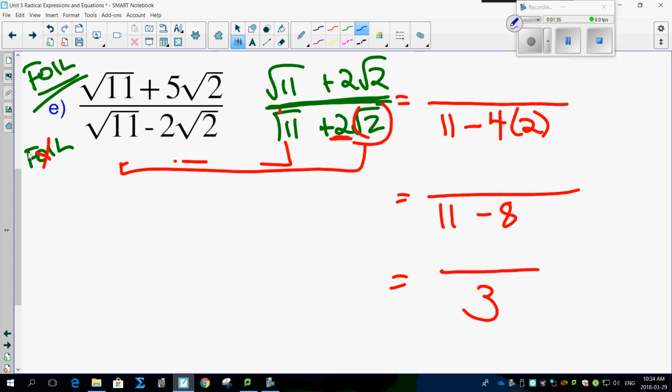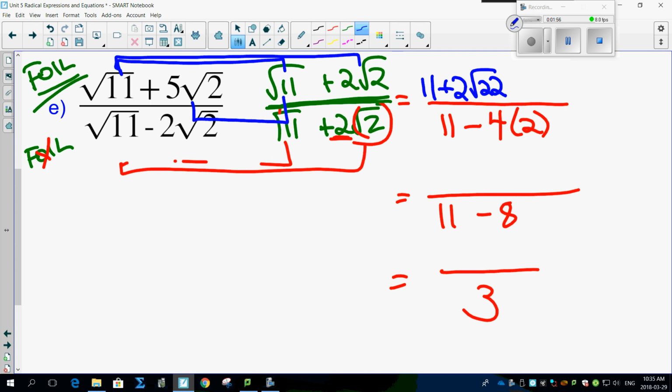Okay. So first, root 11 times root 11. That's easy enough. That's just 11. Okay. Here we go. 2 root 2 times root 11 is plus 2 root 22. Huh, well, this isn't so bad. Look at this. 5 root 2 times root 11. Well, then that's just plus 5 root 22. And finally, the last is 5 times 2, which is 10.